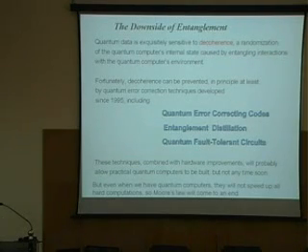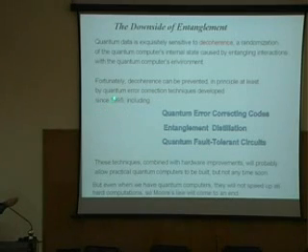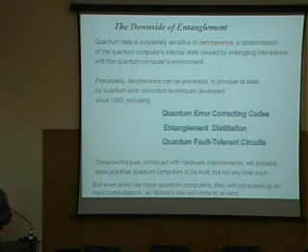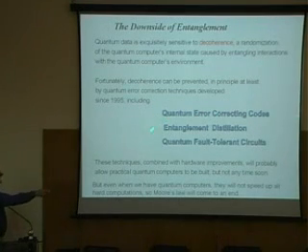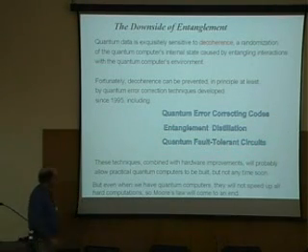Now, fortunately, over the last, slightly more than 10 years, it's been discovered that this decoherence can be prevented by ideas that are not too different from the ideas of classical error-correcting codes, and they are called, well, quantum error correcting codes. Another related technique is called entanglement distillation. And putting them all together, you get things that are called quantum fault-tolerant circuits.